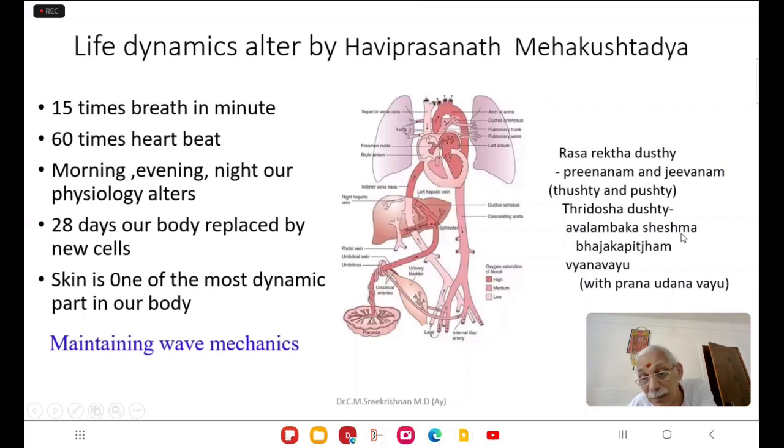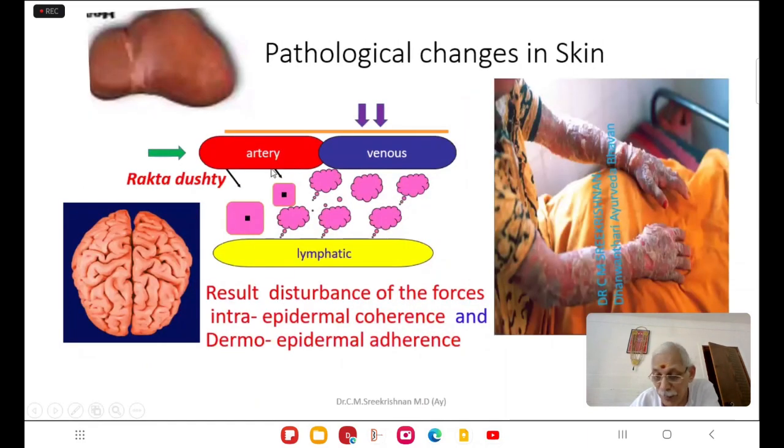It happens due to tridosha dushti, especially avalambaka kapha, bhrajaka pitta, and vyana vayu vaishamya will be there. Pitta, prana, and udana vayu will also be altered. So gradually the normality of the skin will not be proper.